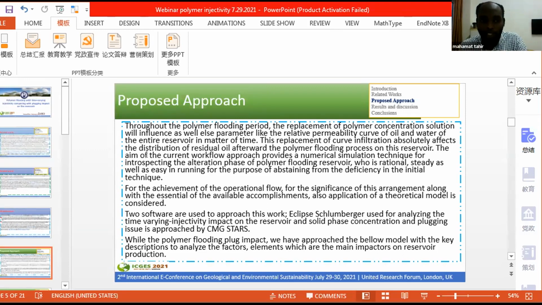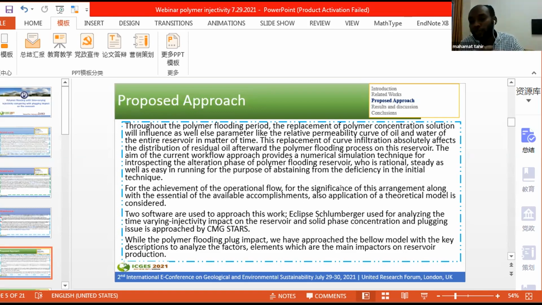The aim of the workflow approach is to provide a numerical simulation technique for introspecting the interaction phase, comparing here the different phases, the water and the polymer flooding reservoir, in a rational study with the purpose of obtaining deficiencies in the initial technique. So in order to achieve this operation flow, the significance of this arrangement, along with the essentials of the available accomplishments, and the application of a theoretical model, is considered.